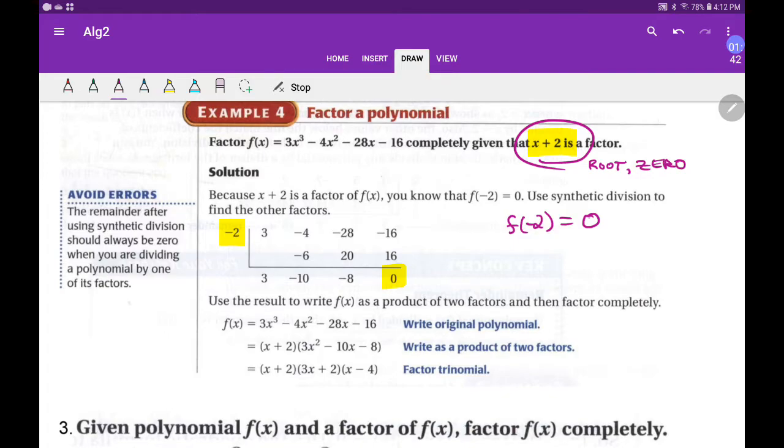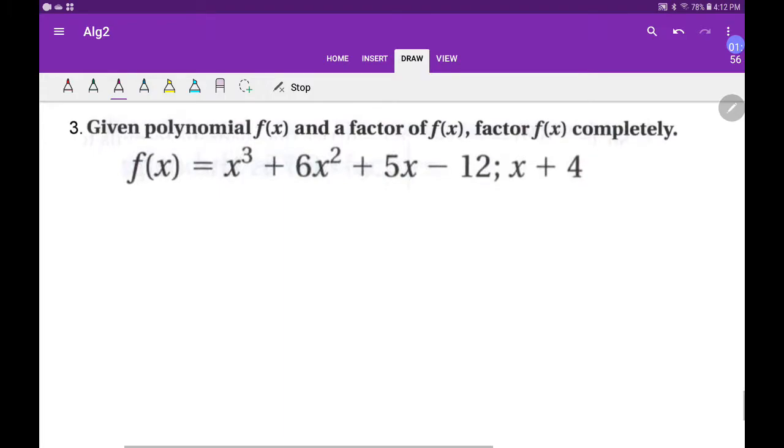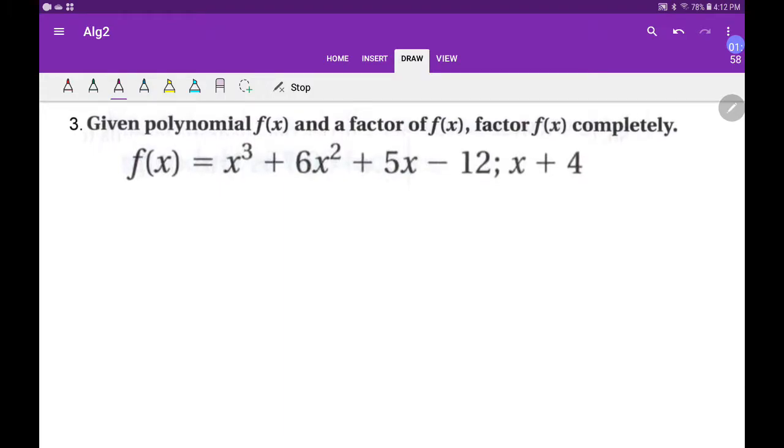And we're going to make it our business to find those. So if we were trying -2 and we got 0, we'd be very happy because then our trial and error would be over. We would have found something. So let's go ahead. And here, as I was talking about in the last video, we're given a factor. We're told that x plus 4 is a factor.